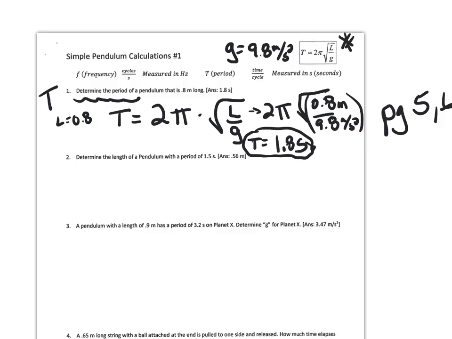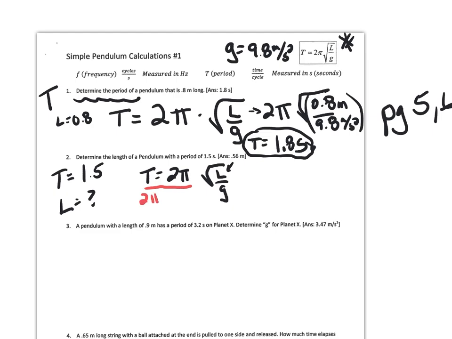Now what happens if we are given that T is 1.5 seconds, and I say find the L? You think to yourself, okay, I can set this up just as well as anyone else, L over G under the square root. But do you notice the unknown is over here? That means we have to move things away from L. So the first thing I would do is divide both sides by 2 pi.